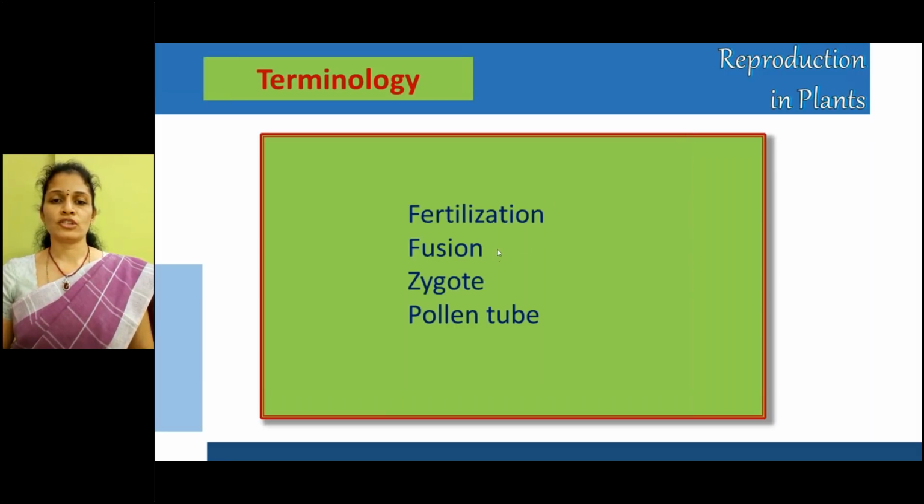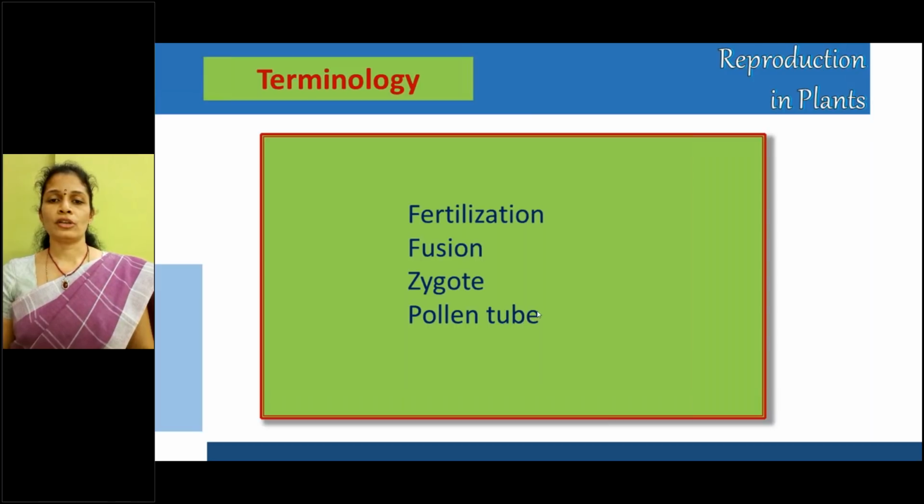What is the first term, children? Fertilization. Second term is fusion. Third term, zygote. And the fourth term is pollen tube.